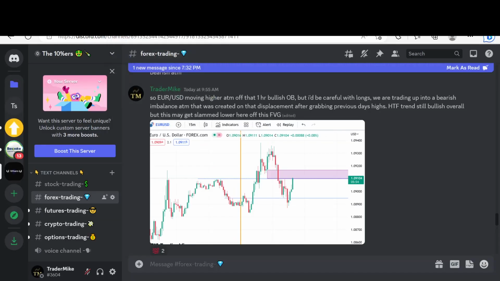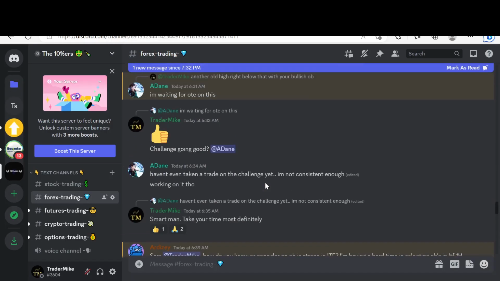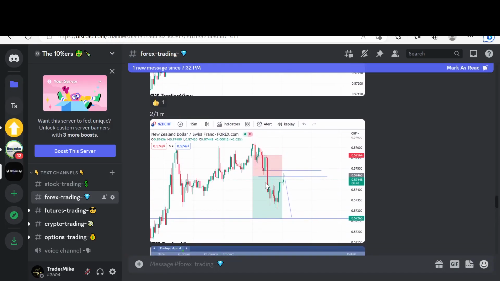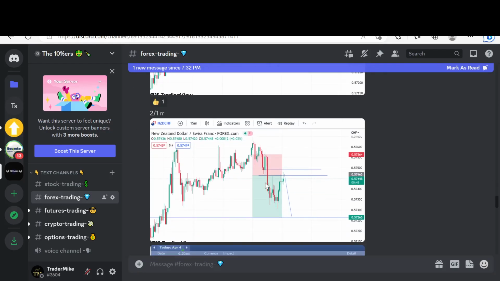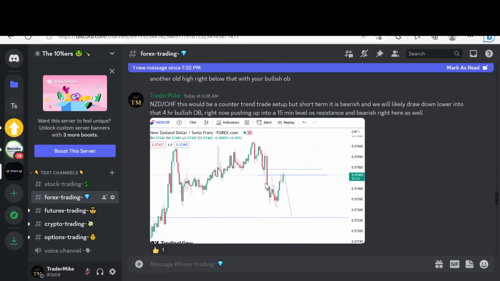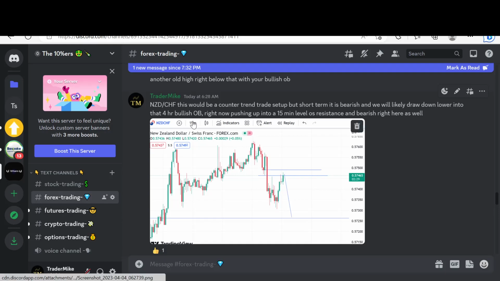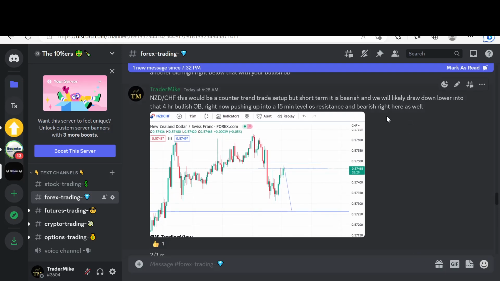I'm going to go over one more because this was another good counter trend trade. All right, so right here, see this? NZD CHF, this would be a counter trend trade setup, but short term it is bearish, and we will likely draw down lower into that 4 hour bullish order block. Right now, pushing up into a 15-minute level, type of resistance, and bearish right here as well. Okay, so this is NZD CHF.